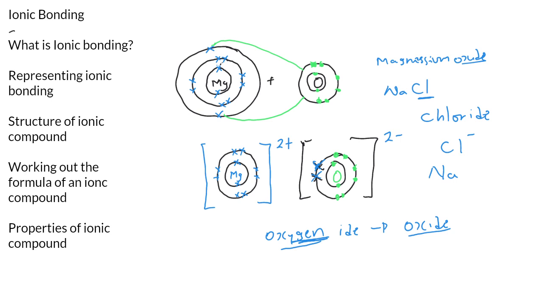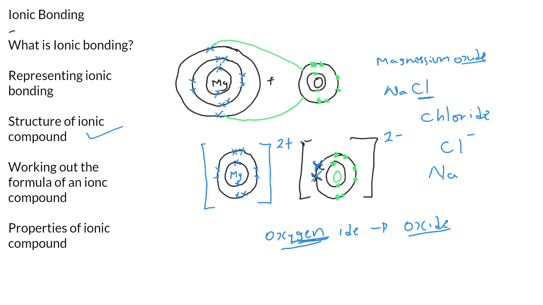So if you have a metal reacting with a non-metal, the metal is transferring the electron to the non-metal, and the name of the non-metal is going to change. Okay, so that's how that works. Now, what is left for us to do is to learn about the structure of ionic compounds.